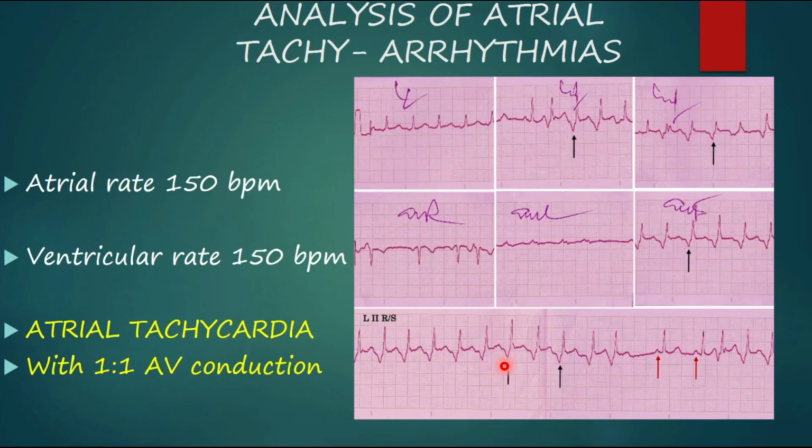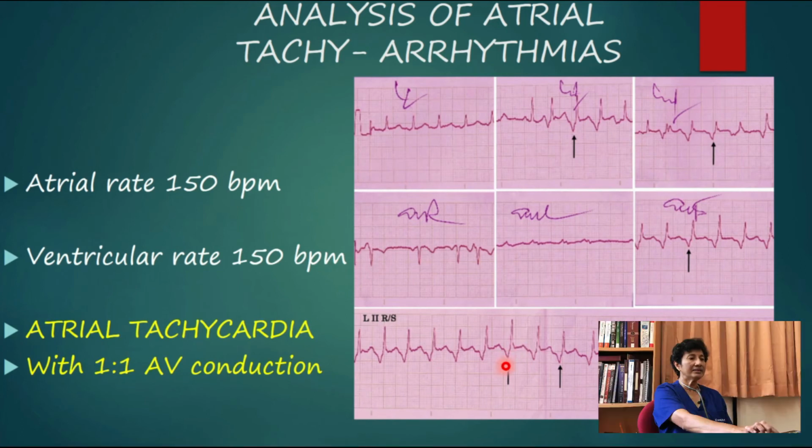That means each atrial P wave is conducted into the ventricles. Therefore, that is called 1:1 AV conduction. The atrial rate is 150. The ventricular rate is also 150. The diagnosis is atrial tachycardia with 1:1 AV conduction.